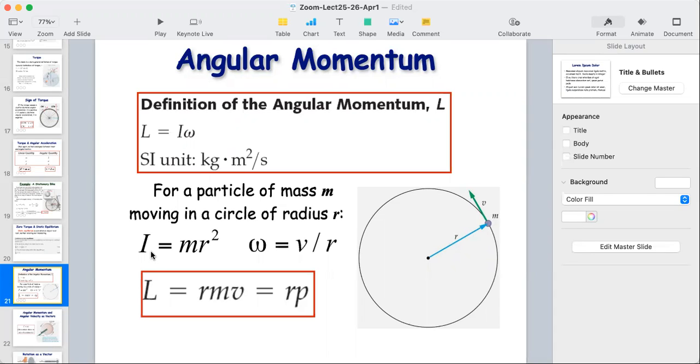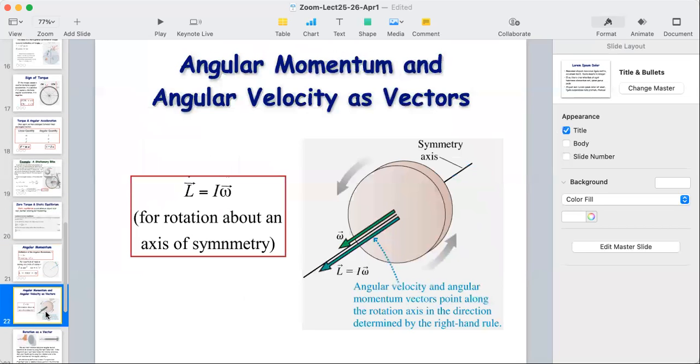Now, because I is mr squared, and because omega is v divided by r, L is also equal to rmv, which is also equal to r multiplied by the momentum. So essentially you have r, the mass, and the velocity. All this information is together in one quantity, which is called angular momentum. Now, angular momentum goes in the same direction as the angular velocity.